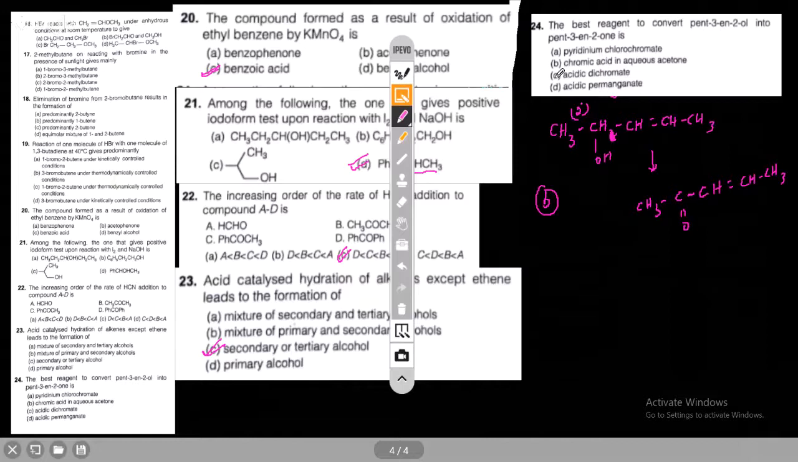That's in NCERT. Oh, that's what I said. It's a 2-degree alcohol. That's why we are taking chromic acid, not PCC. But Ramchan, you are saying PCC is a weak oxidizing agent. Otherwise it is oxidized to ester.